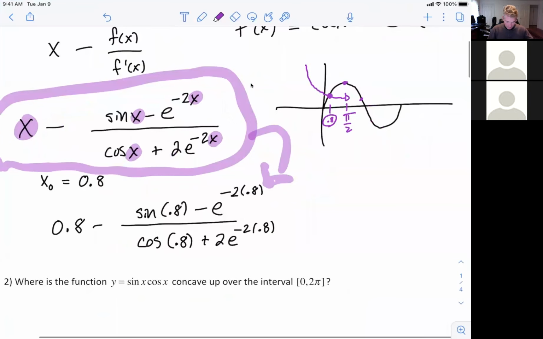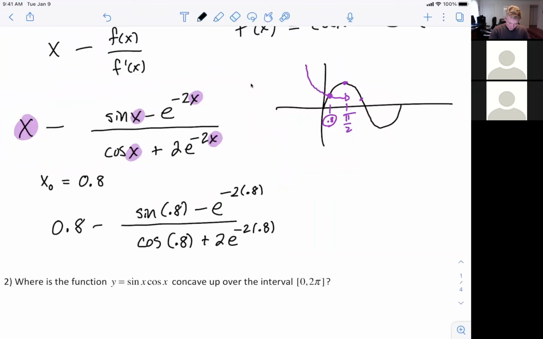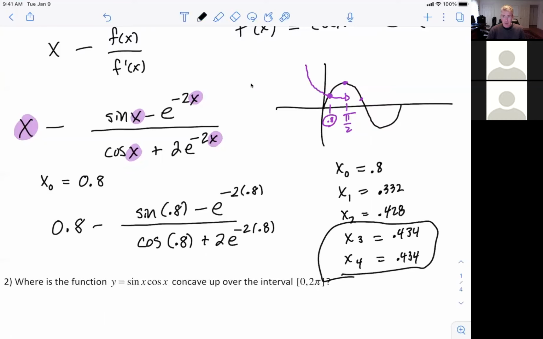Then I go back, and so I would have x0 was 0.8. And then the first time I did the Newton's formula, I got 0.332. The second time I got 0.428. The third time and the fourth time, they were both the same. That was 0.434. And then as soon as those two are the same, we're done.